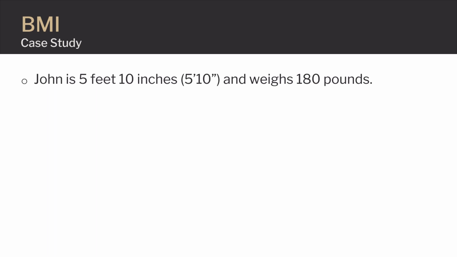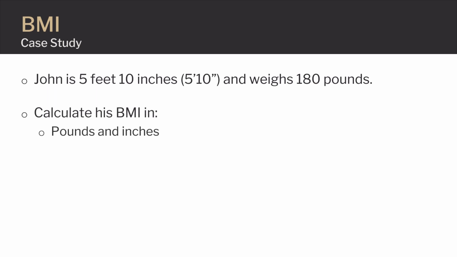John is 5 feet 10 inches tall and weighs about 180 pounds. Your goal is to calculate his BMI in pounds and inches as well as in kilograms and meters.